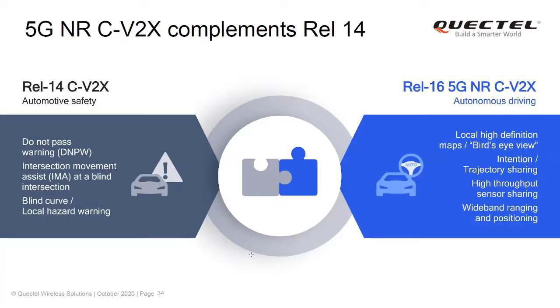And release 16 enhances more features like autonomous driving, local high definition maps, intention trajectory sharing, and sensor sharing. So all the data from the vehicle is passed to the network, so autonomous driving can be done more safely and with more information.